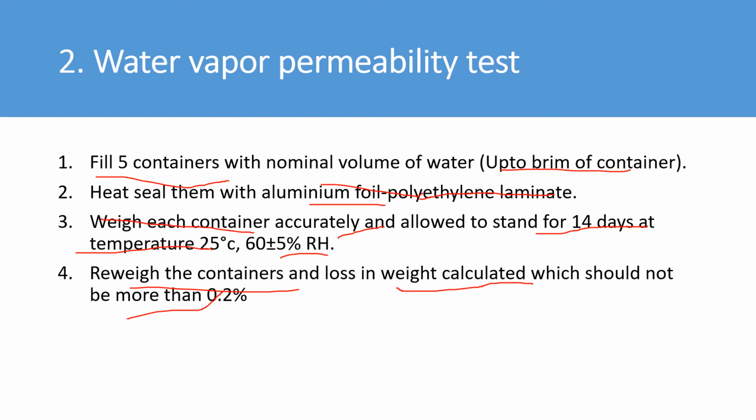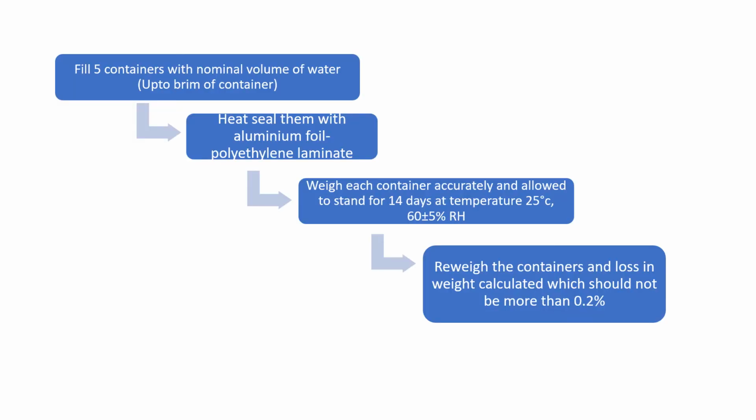Why will this weight variation be there? Because water vapor permeability takes place in those 14 days. As the water is permeating through the pores, the weight is going to decrease. So this weight variation will tell you to what extent water vapor permeability is actually taking place. The point to be noted here is that if it exceeds 0.2%, the batch will fail. If it lies below the 0.2% weight variation level, the batch will be considered as a passed batch.